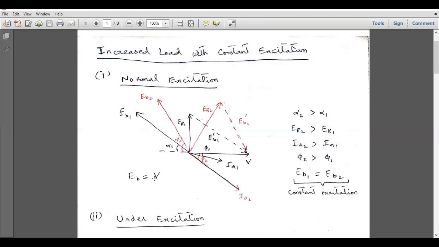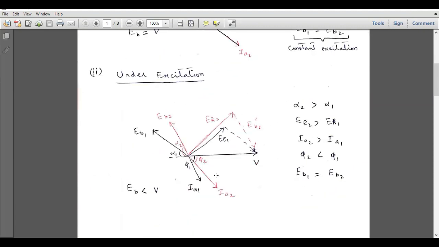Now we will discuss the case when the back EMF is smaller than the applied voltage, and then we increase the load, and we will see how other quantities change. This is the case when back EMF is smaller than V, and this is called the under excitation case. In this case, you can see that the back EMF vector's length is smaller than the applied voltage vector.